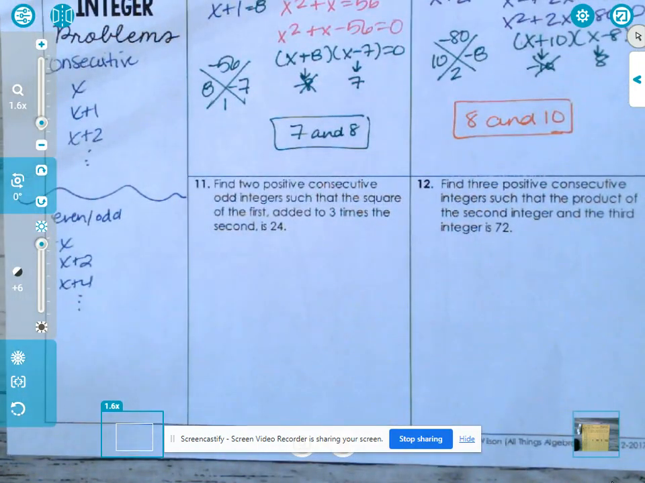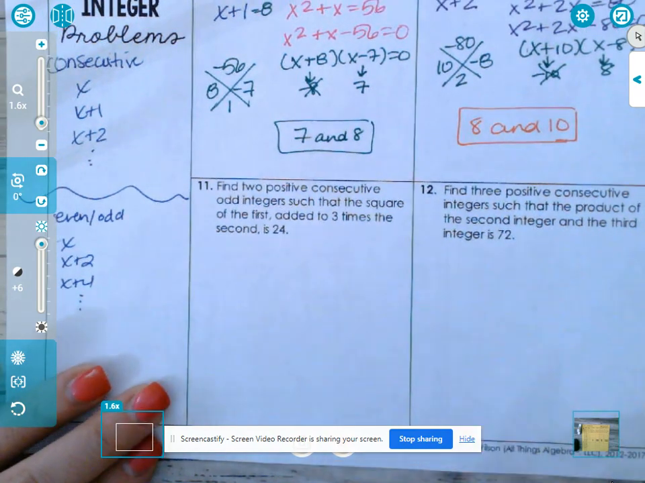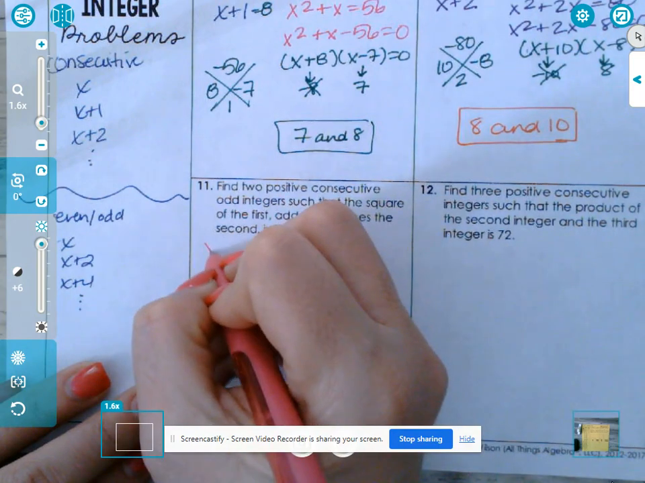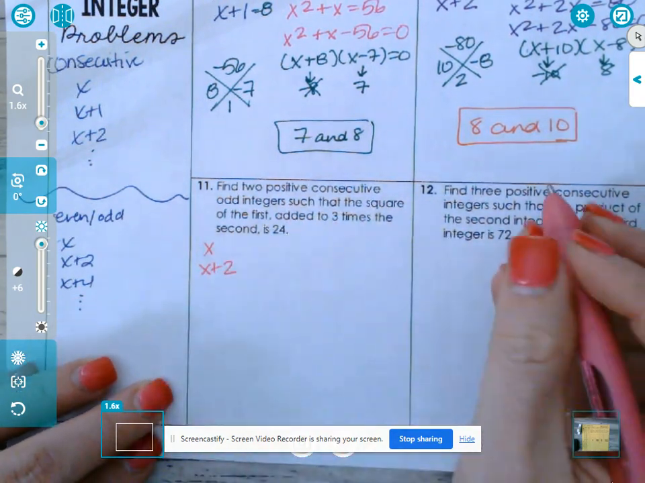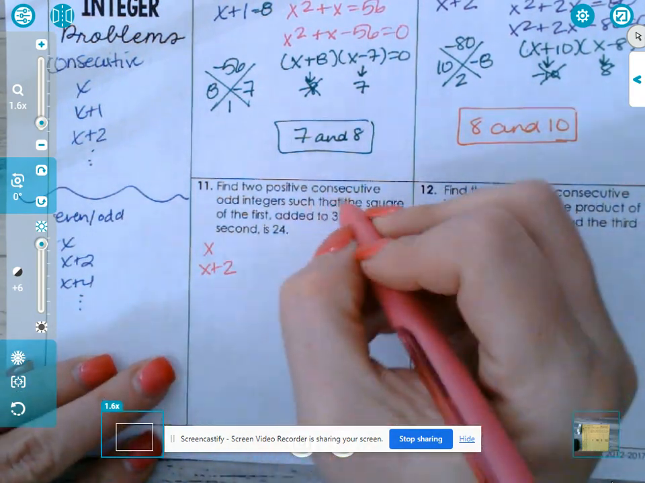Okay, so 2 more of these. Might be a good time for y'all to stop and look. Try them on your own. Okay. 2 positive consecutive odd. So again, consecutive odd where it's x and x plus 2.